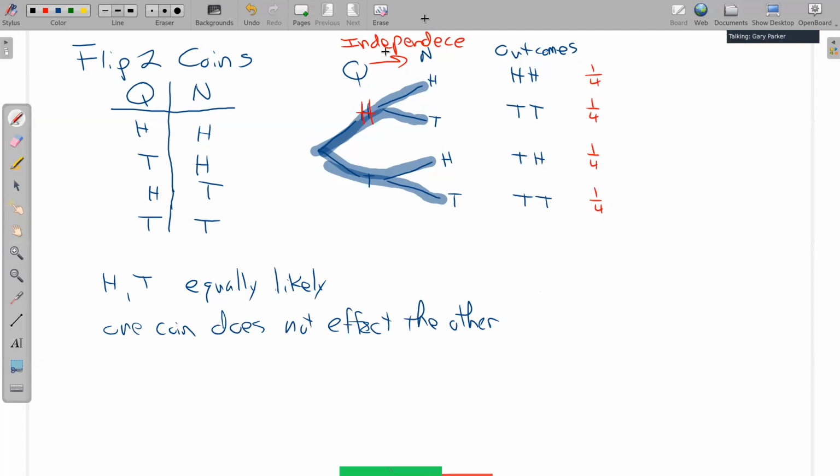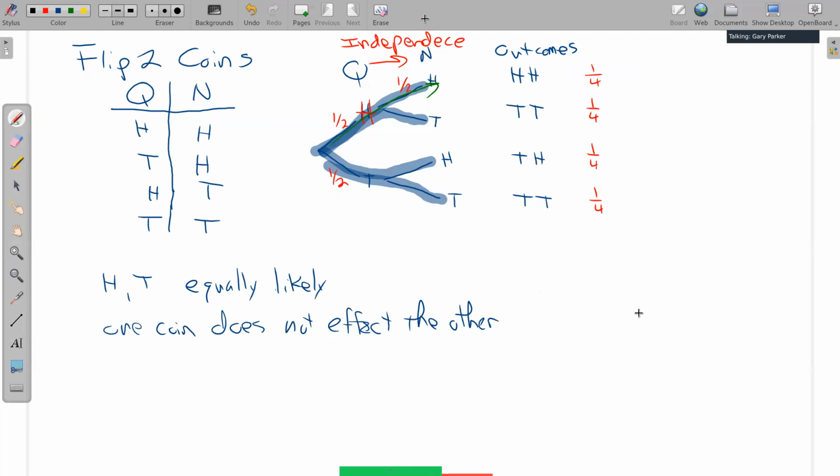Another way to think about it is at any point on these branches, to get a head for the quarter, there's a 1/2 chance there of a head. There's also a 1/2 chance for a tail. On this branch here, to get a head, there's still a 1/2 chance. And when we follow events through a tree like this, we end up multiplying. 1/2 times 1/2 is a quarter. So there's a couple ways to think about why the probability ought to be a quarter for each of these.